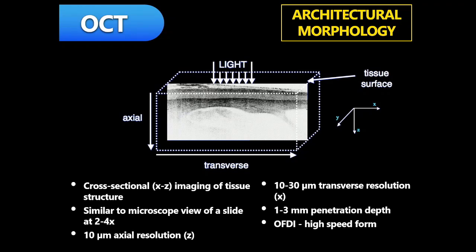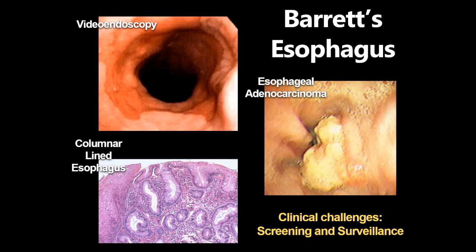And because of its resolution of 10 to 20 microns, it provides information on architecture. So OCT doesn't identify individual cells. As I mentioned, we're looking at it for Barrett's esophagus. So we've developed technologies that address two problems in Barrett's. One is screening. Most people that have Barrett's don't know that they have it. About 90% of people are walking around with an undiagnosed Barrett's esophagus. So there's a big problem with screening.